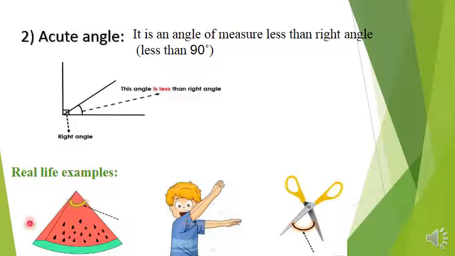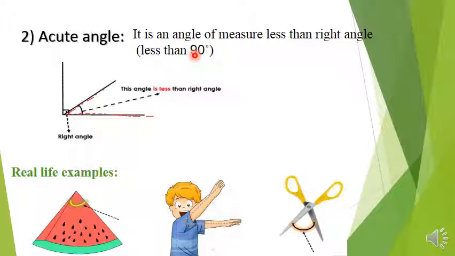2. Acute angle. What is an acute angle? As you can see here, it's an acute angle. The acute angle is smaller than the right angle. It's less than the right angle. We are comparing it with the right angle. An acute angle, its measure is less than 90 degrees.